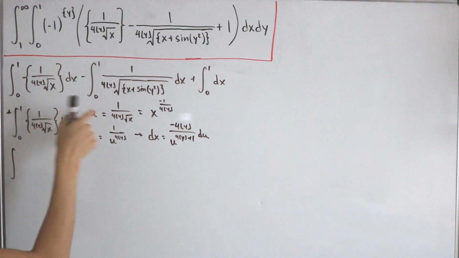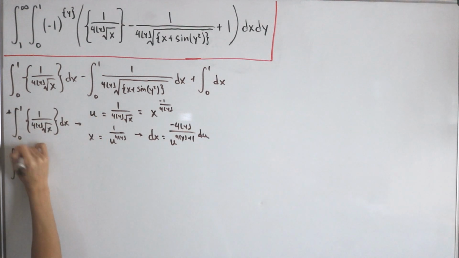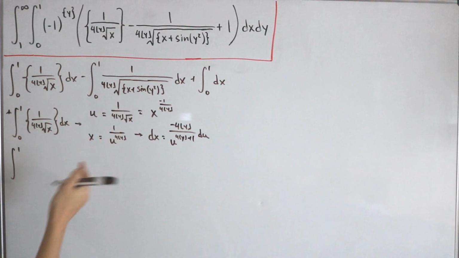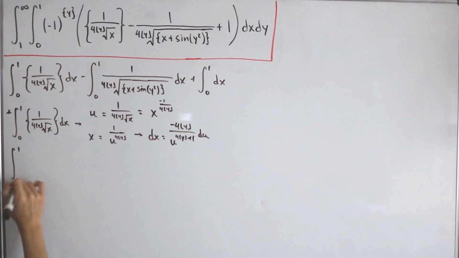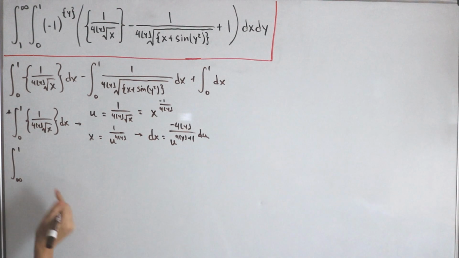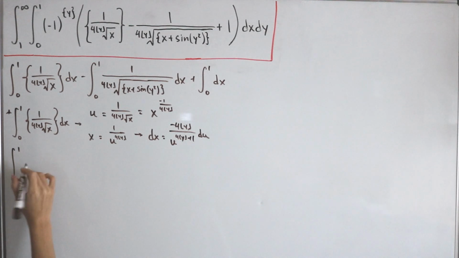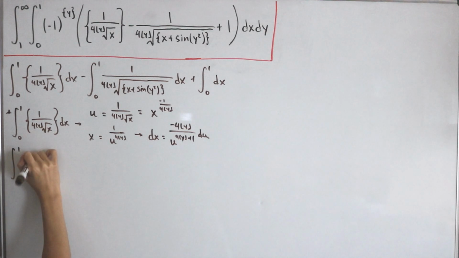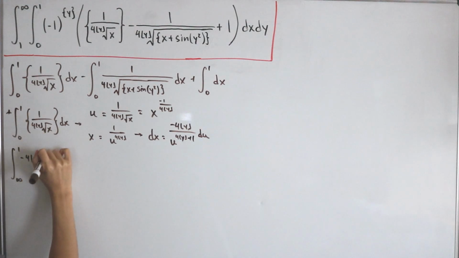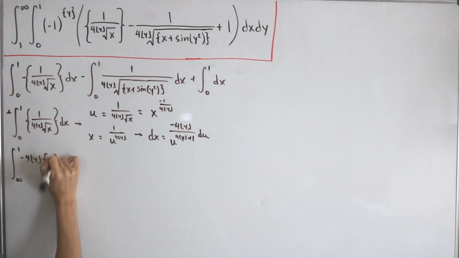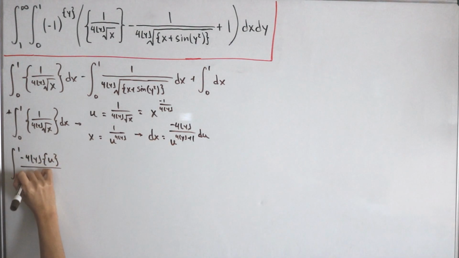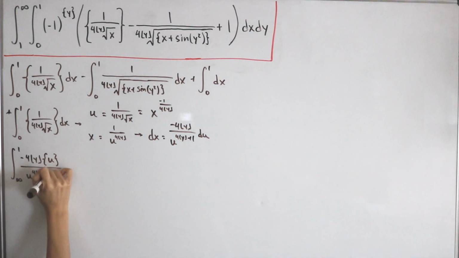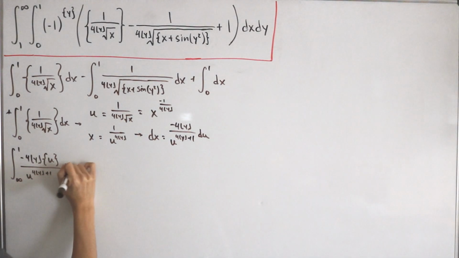So if I plug in 1, that would mean our upper bound is going to be 1, and if I plug in 0, of course that's undefined, so as this approaches 0, it's going to be positive infinity. Now we just do the substitution back in, so I have negative 4 times 4y, and then replace this with the fractional part of u, all divided by u to the power 4y, add 1, and then du.